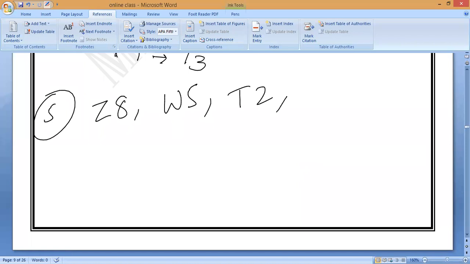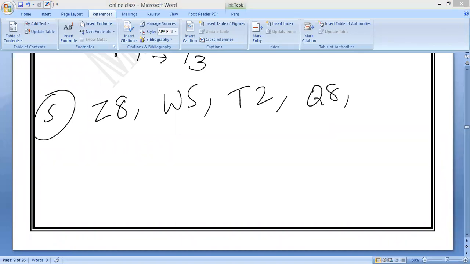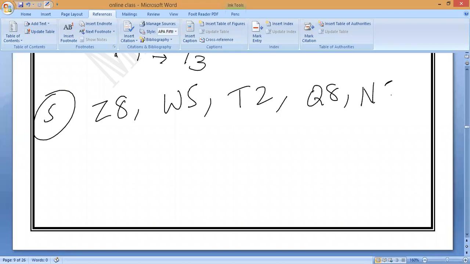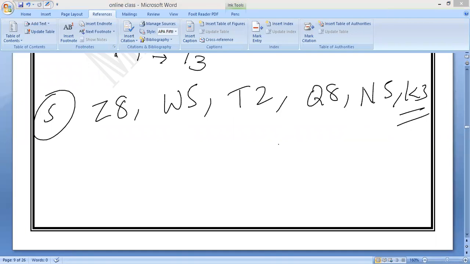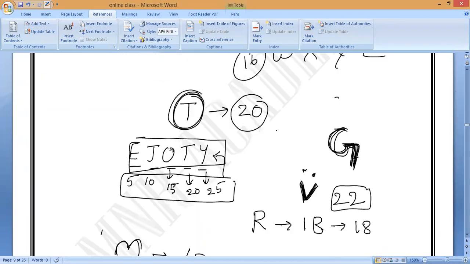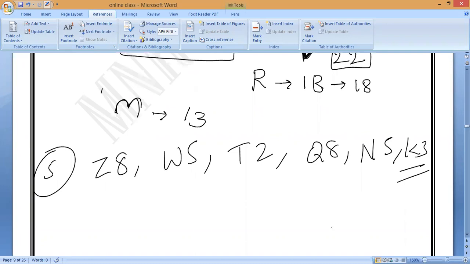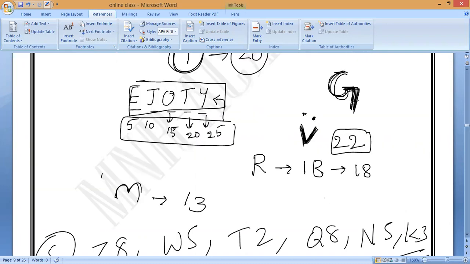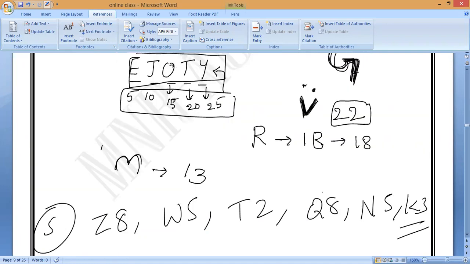So T indicates what? T20. Yes, 20. Q8, N5K3. Which is the odd one out? Please find it fast. I won't give more than 10 seconds. Which is the odd one out? If you apply what madam said, so many letters are there, you can easily identify. W, X, Y, Z.